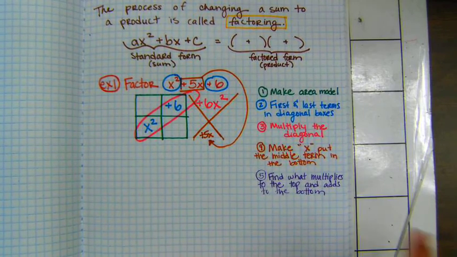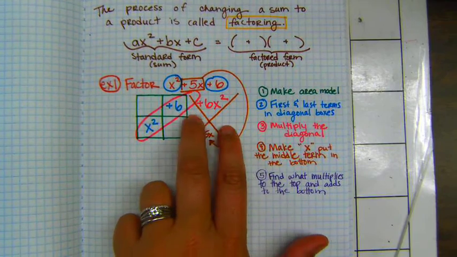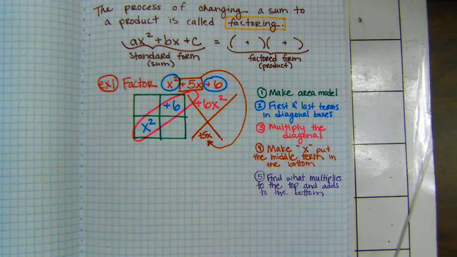Okay, so let's think about this for a second. We're multiplying to 6x squared and we're adding to 5x. Think about that for a second.